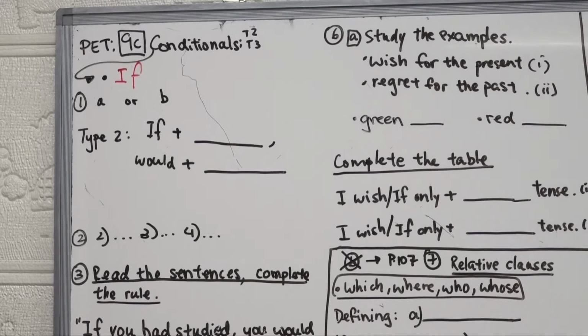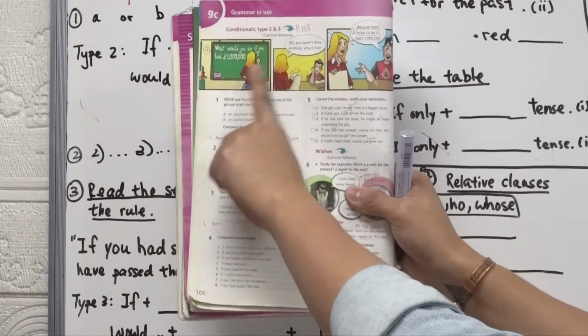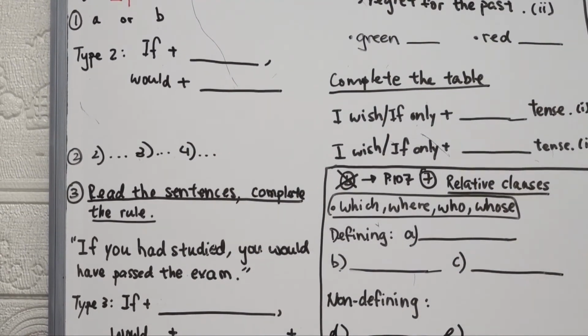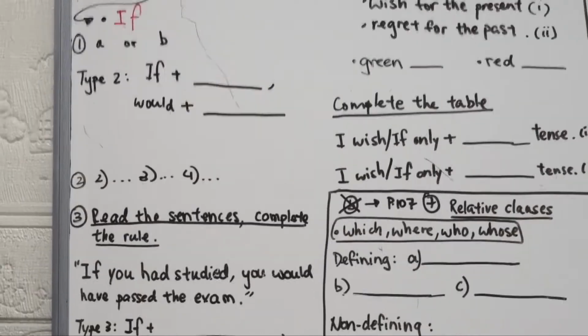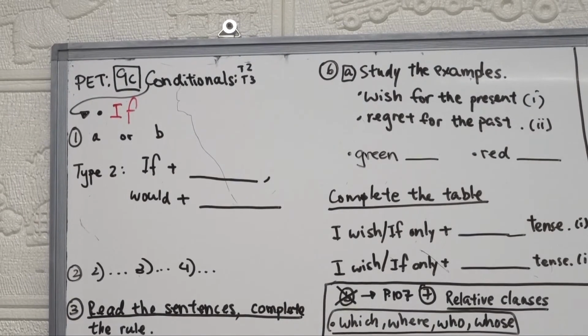To understand type 2 and type 3 conditionals, let's look at the picture strip over here. The teacher is writing on the whiteboard. The teacher wrote down, what would you do if you had 1 million pounds? That's around maybe 9 or 9.5 million Hong Kong dollars. So that's a lot of money, right? What would you do if you had that money?